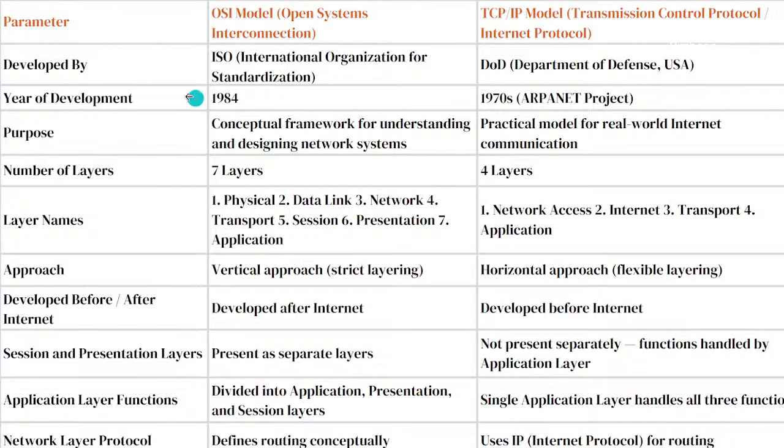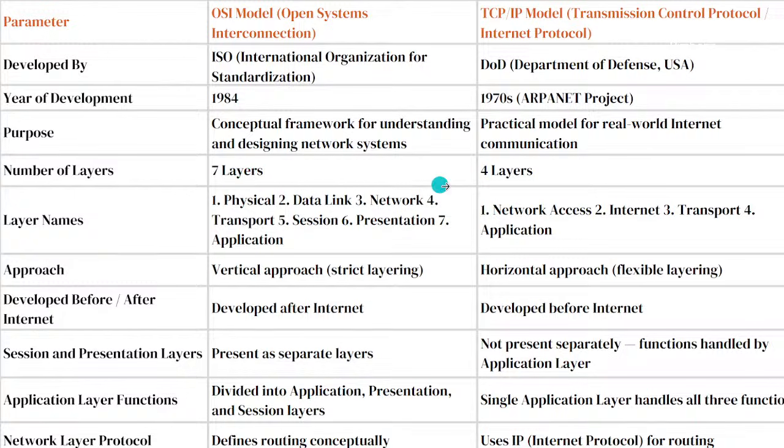Moving on, remember, this is again very important. It was developed by ISO, the International Organization for Standardization, and TCP was developed by DoD, the Department of Defense. OSI was developed in 1984 and TCP/IP was developed in 1970 with the ARPANET project. Okay, ARPANET came in 1969, right? So accordingly it came. The purpose is a conceptual framework for understanding and designing network systems, and obviously, as we said, TCP/IP is a practical model.